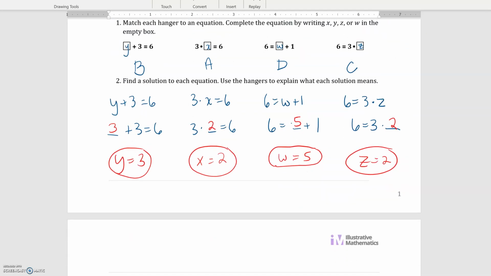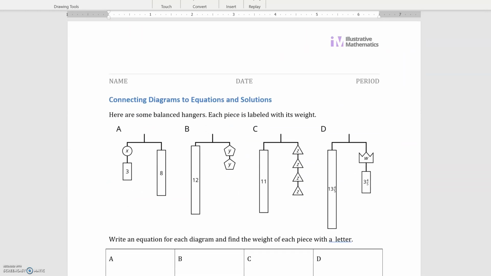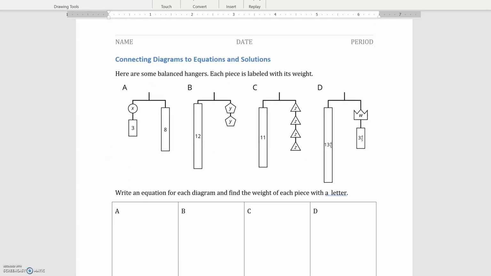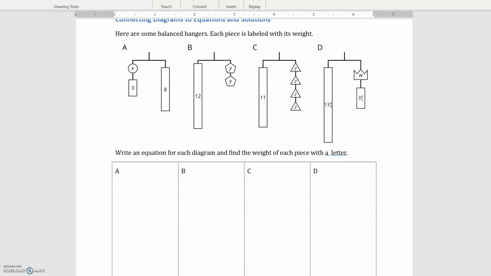Let's now go to the back side of our notes where we're going to do the same thing, as practice. We're going to look at some more hangers, each piece labeled with its weight, and we're going to write an equation for each diagram and then find the weight of each piece with a letter. This is a review from what you just did on the front of your notes, but now instead of seeing pieces for each one, you're seeing bars that represent the whole number. So it's a little easier to write the equation because the whole bar represents a certain number.